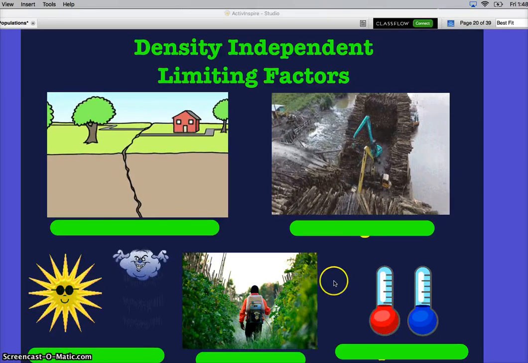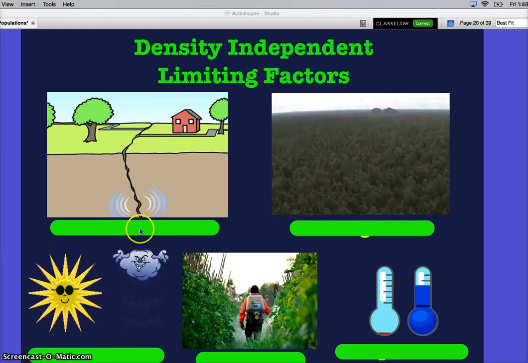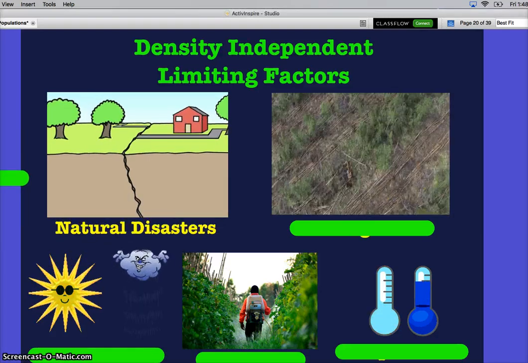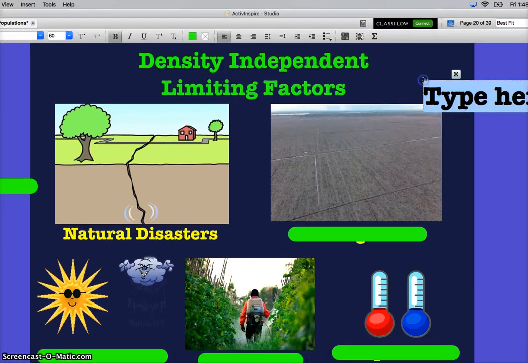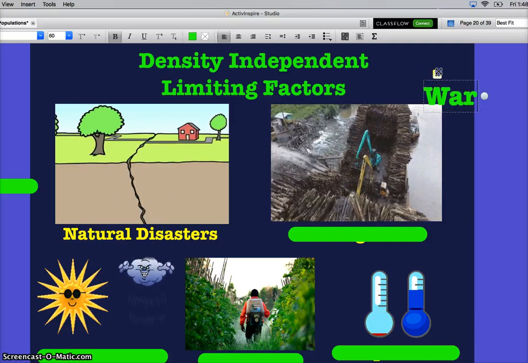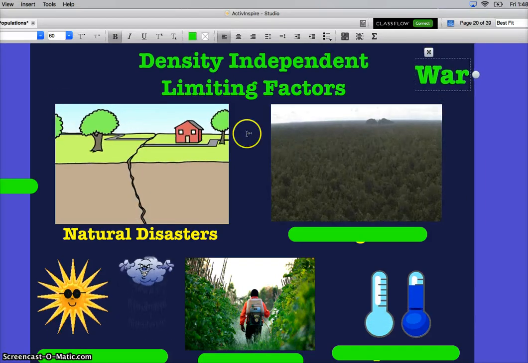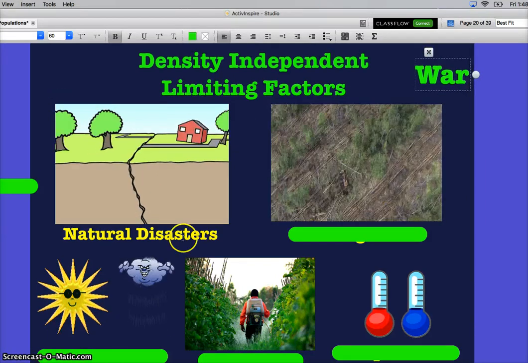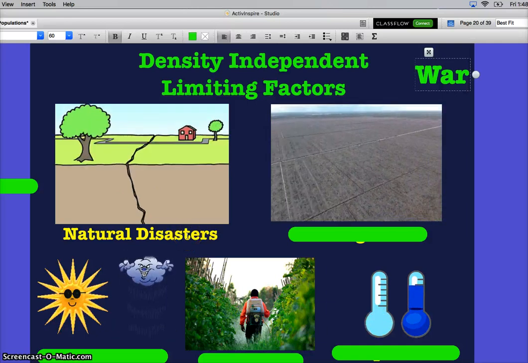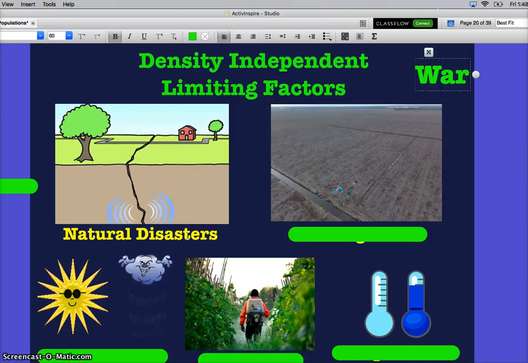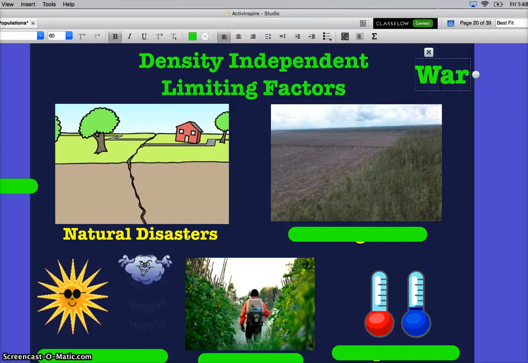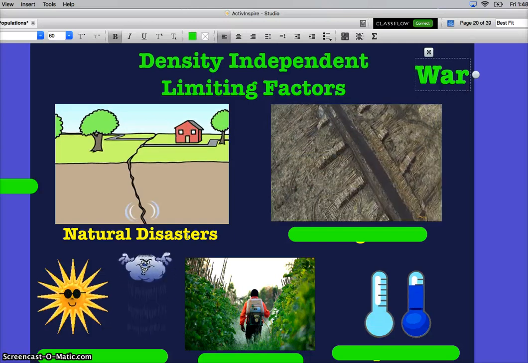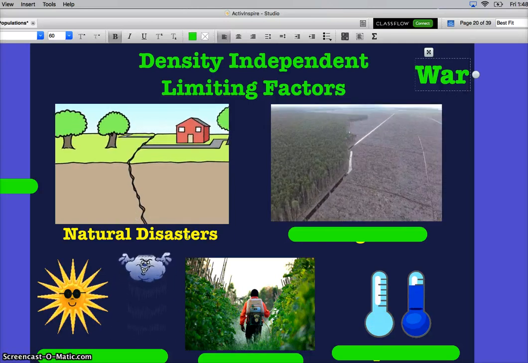Natural disasters. Natural disasters, good. You know what I left out of here? War. So put that in there. I didn't even talk about it with my other classes. Natural disasters can include fires. Add that word there because sometimes you tend to forget that fires could be a natural disaster. Earthquakes, hurricanes, right? Volcanoes, all those can wipe out a large portion of the population.